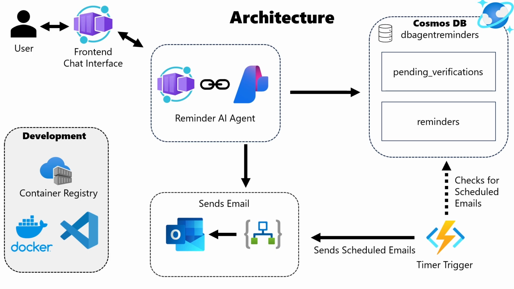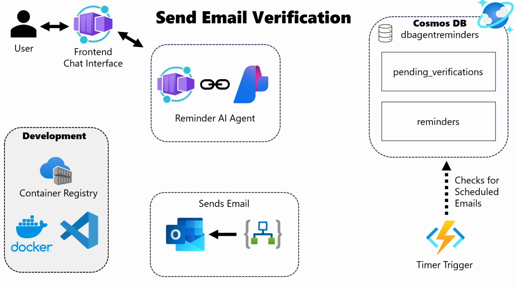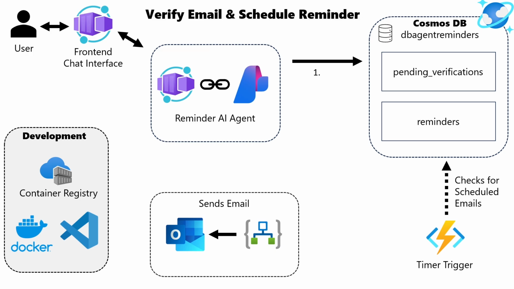Now let's see how some of this logic will work. The email verification flow works when a user asks the AI agent to send a reminder to them, and when they give their email to the agent, it will create a pending verification item to verify that person's email in Cosmos DB. It will then send an email using the Azure Logic app to the user with a code that they can then use to verify their email. The user then takes that verification code, gives it to the AI agent, and the AI agent will check the pending verifications to see if the codes match up. If they do, the email is verified and the reminder is scheduled. If the codes do not match up, then the reminder agent asks the user to re-enter the code.